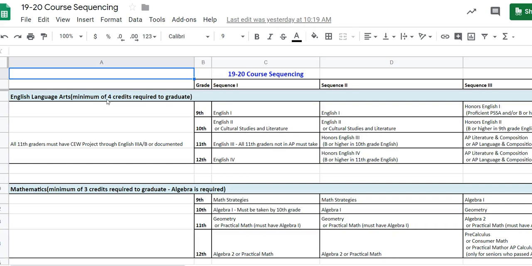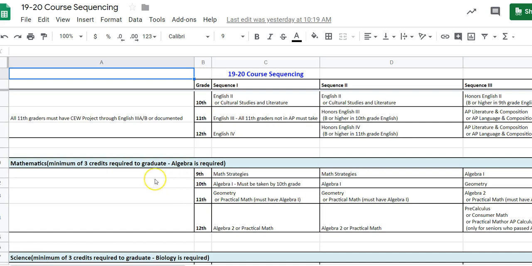After this, what you would do is find where you're at. So if you're in 10th grade, you're in English 2. Are you in English 2 or Cultural Studies, or are you in Honors English 2? If I'm in English 2, then I'm going to take English 3, then English 4. This one's pretty easy, straightforward. Math, you need 3 credits.